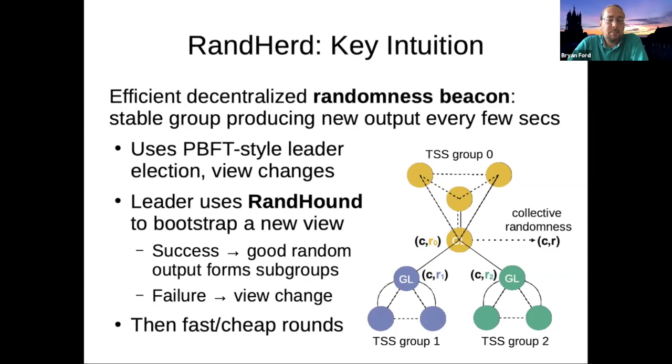So if the leader behaves well and executes RandHound to completion, it gets a new view set up with appropriate sharding that everybody can depend on to be truly random. If the leader fails in its duty and doesn't run RandHound to completion, or fails in any other way, then, oh well, it just loses the view leadership, and eventually another view leader gets a chance to try to set up a new view, right?